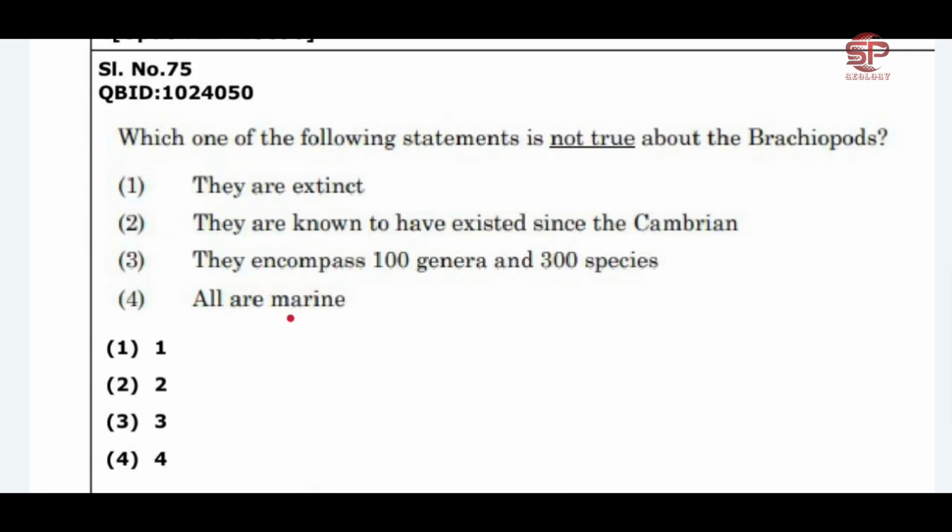Which of the following is not true about the brachiopods? They are extinct? They are not extinct yet, they are still present. So it will be the wrong statement. They are known to have existed since Cambrian, it is correct. They comprise hundreds of genera, it is also correct. All are marine. Obviously, brachiopods are exclusively marine animals. Answer will be 1.